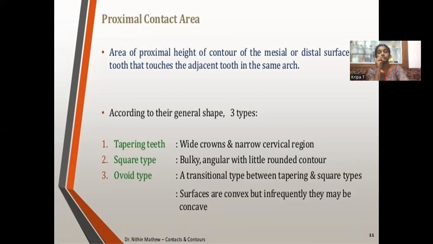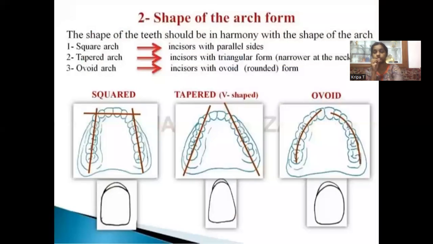According to their general shape, there are three types of teeth. You have tapering teeth with wide crown and narrow cervical area, square type teeth with bulky angular with little rounded contours, oval type as a transitional type between the two. So the shape of teeth varies according to the shape of arch form.